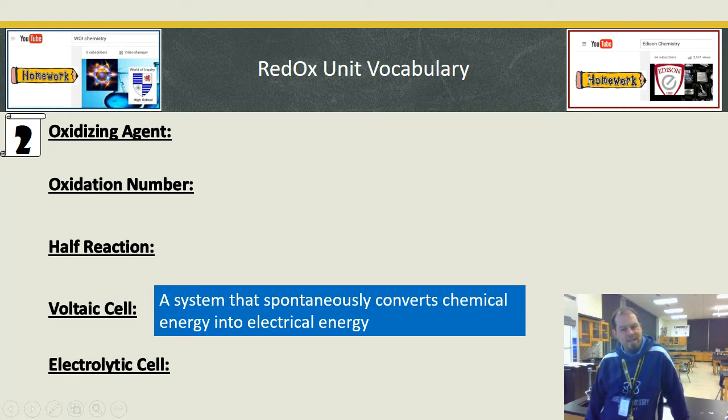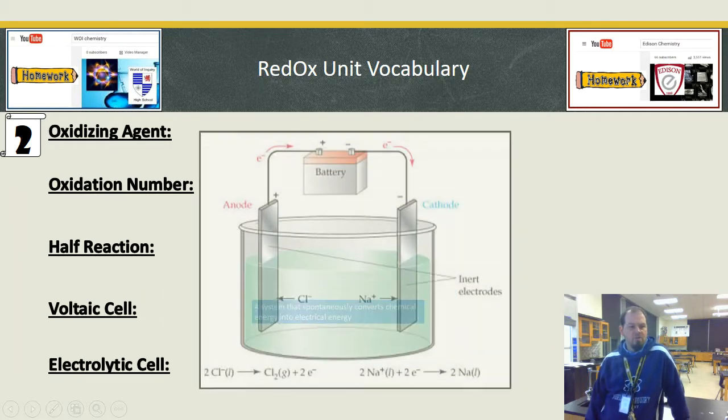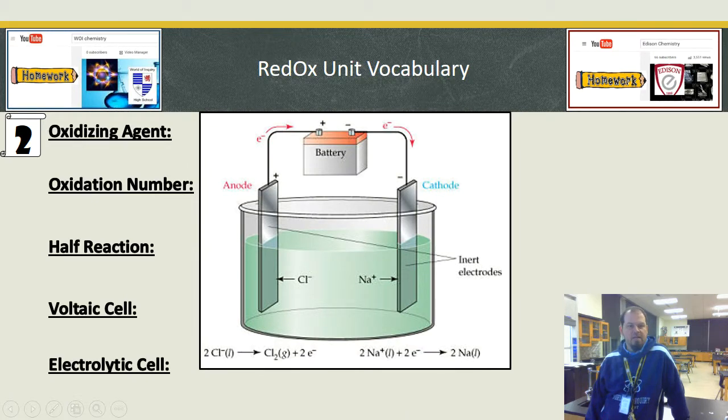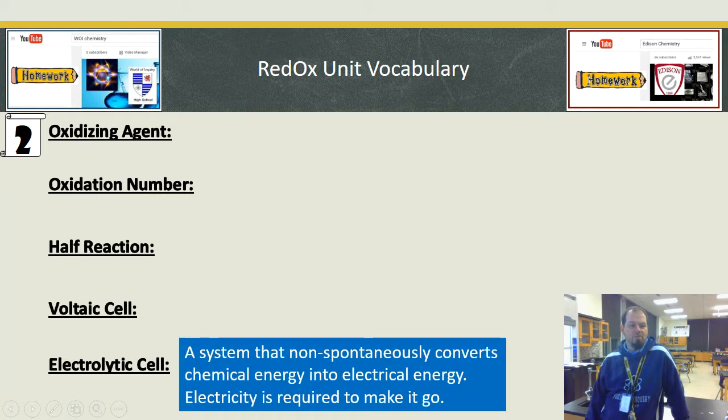A system that spontaneously converts chemical energy into electrical energy. So you need to link spontaneous to voltaic, however you can do that. Voltaics are spontaneous. Electrolytic is non-spontaneous. This is the one that needs the battery. So generally we remember that electrolytic needs electricity, not just produces electricity, it needs electricity. This non-spontaneously converts chemical energy into electrical energy. Electricity is required to make it go.